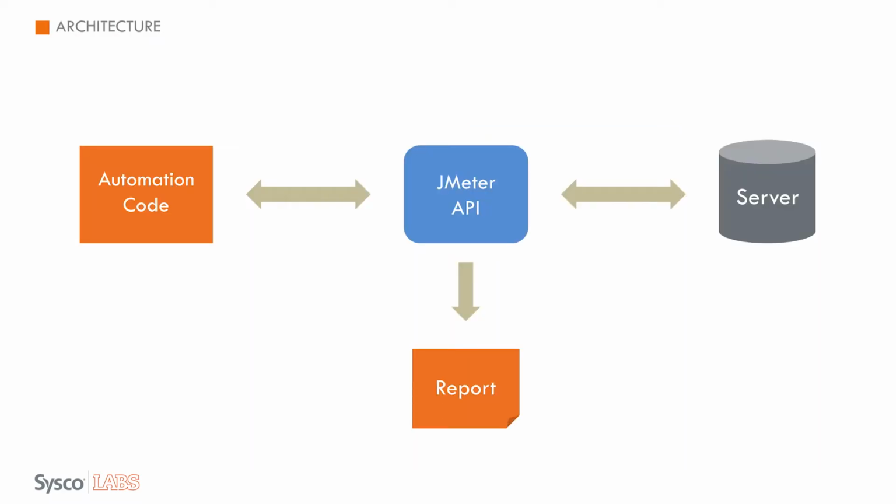Let's go to the architecture. This is how it has been done. You will have the automation code in place, and we have integrated the JMeter API with the automation code. The JMeter API will communicate with the server, do all the requests, get the response, and attach the response to our report. You can configure your own report or a Grafana report, any report that you require. So let's go to the demo.